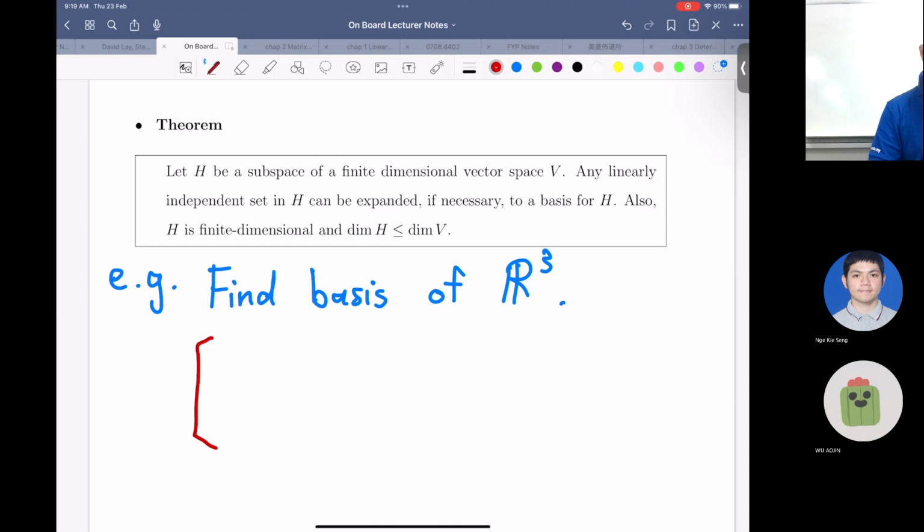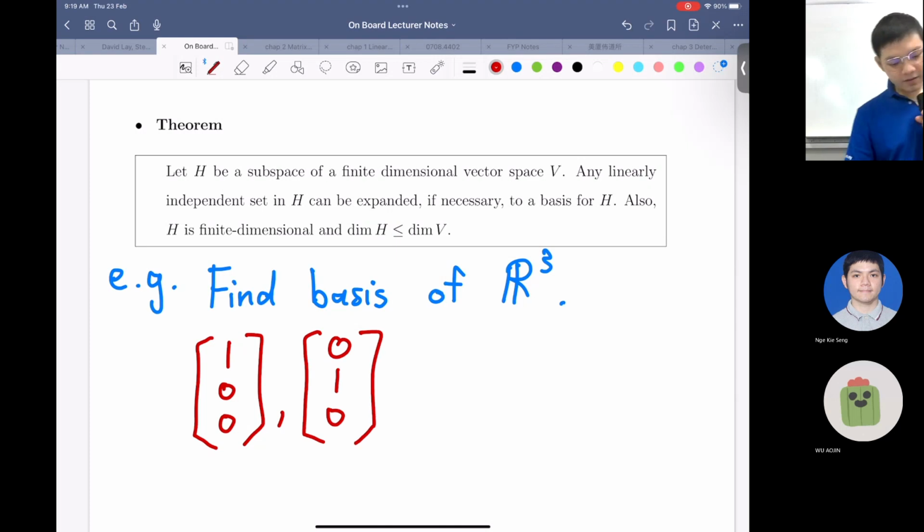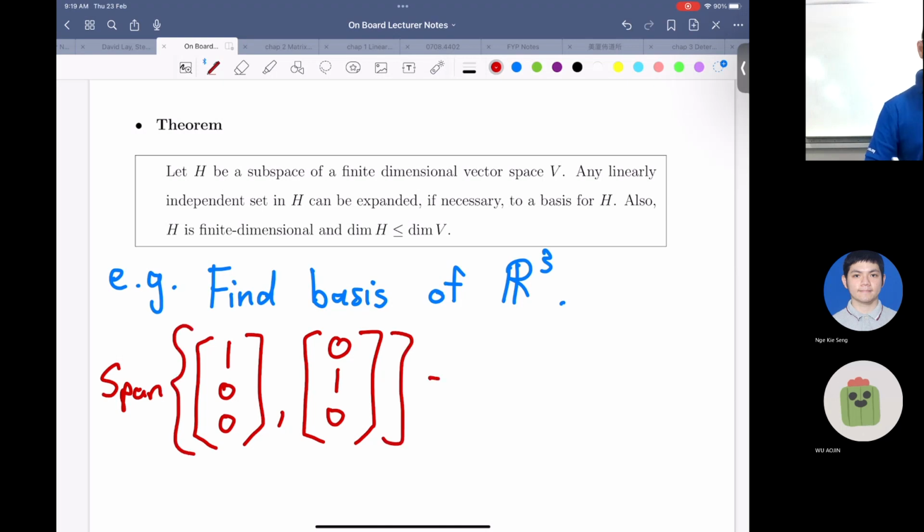E1 is what? (1,0,0). And maybe you pick an extra one, (1,1,0). So the question is, is the span of these two equal to R3? Yes or no? Why not?